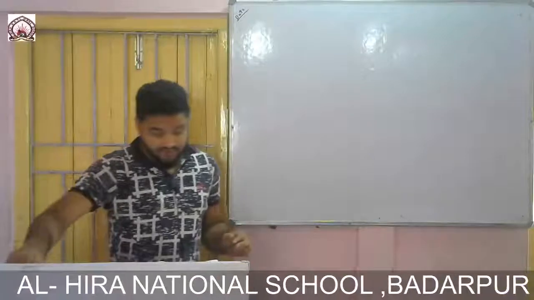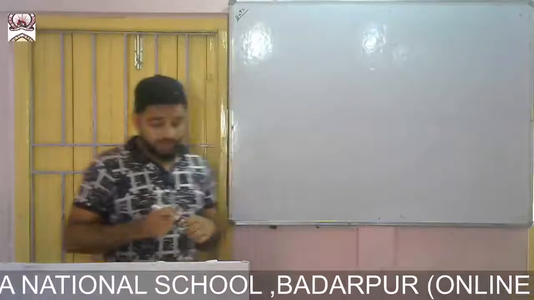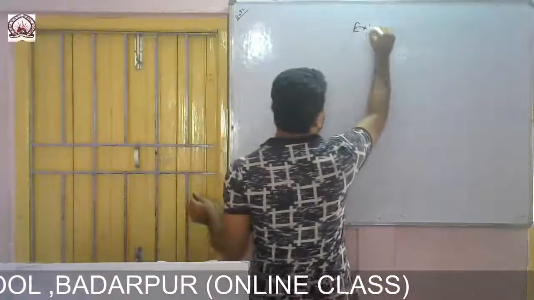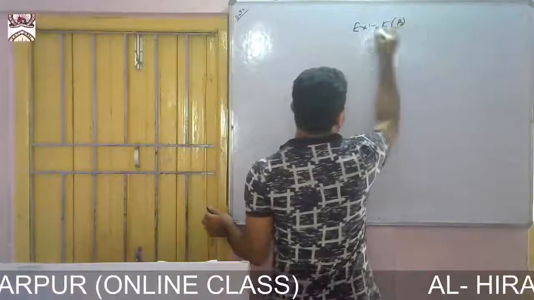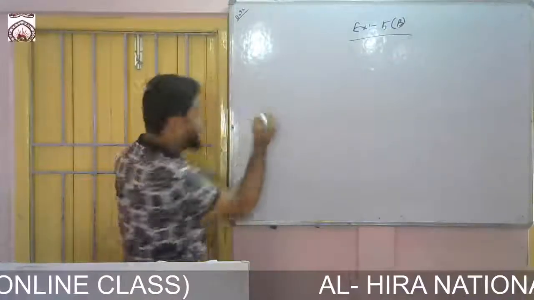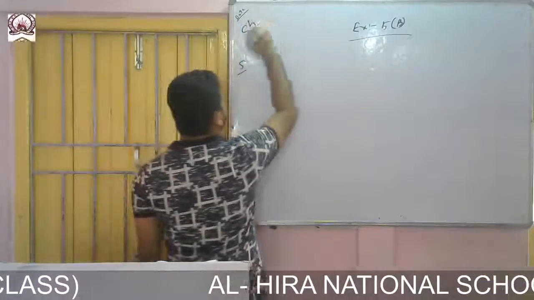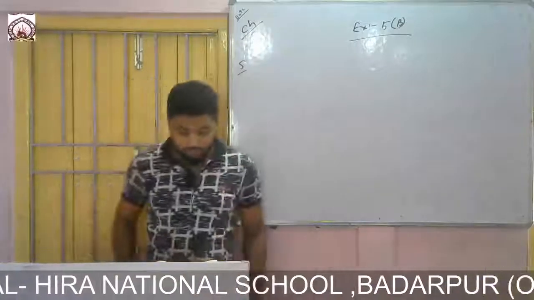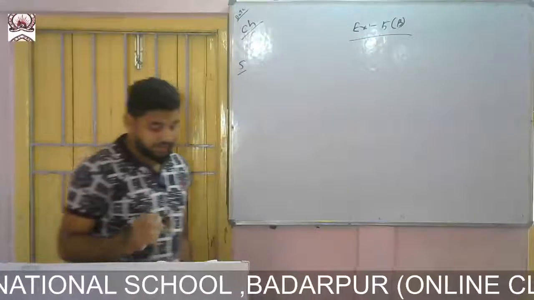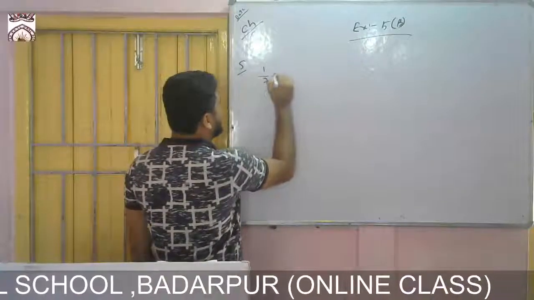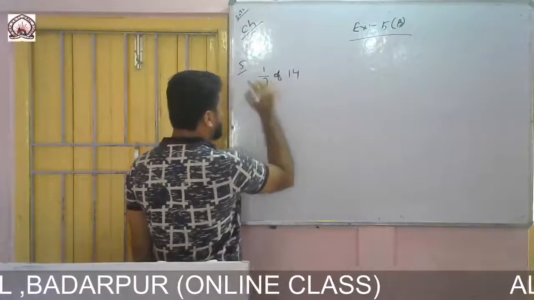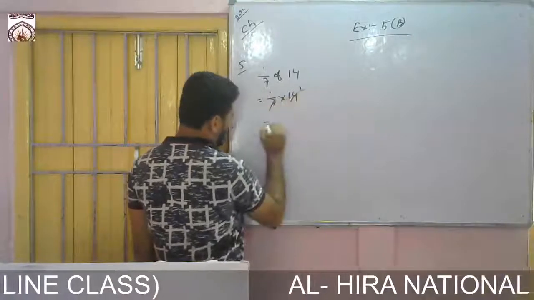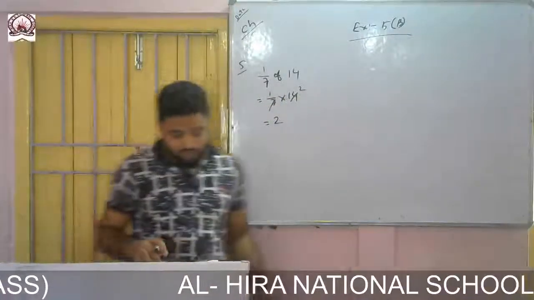So see what? First question is what? Find 1 by 7 of 14. So that means what? 1 by 7 of 14. Of means what? Multiplication. So 1 by 7 into 14. 7 2 ja 14. Answer is what? 2.